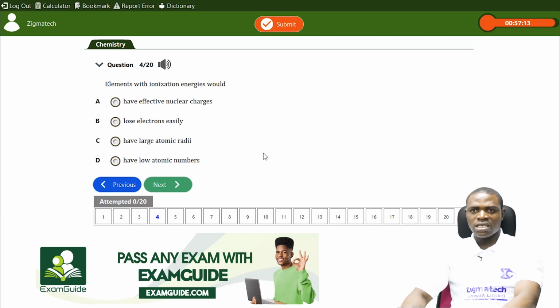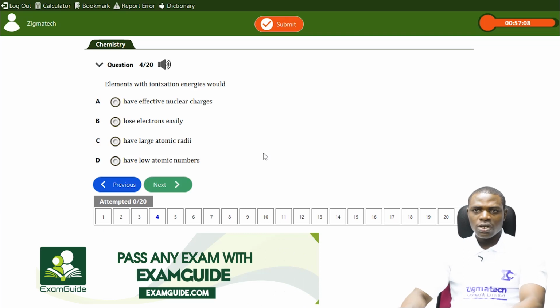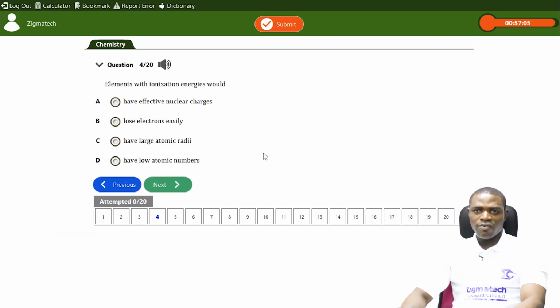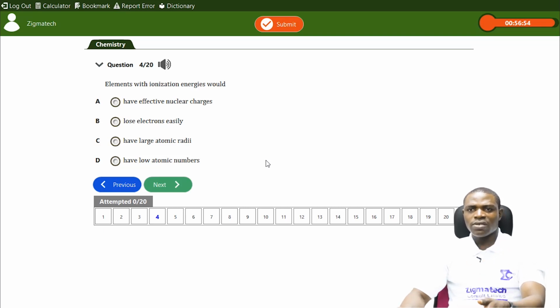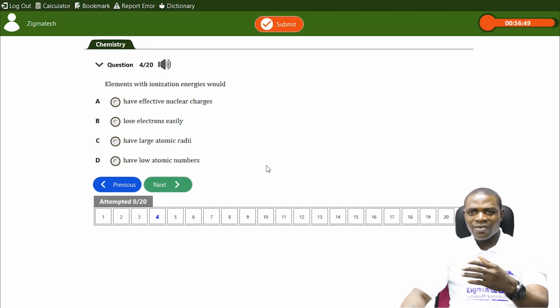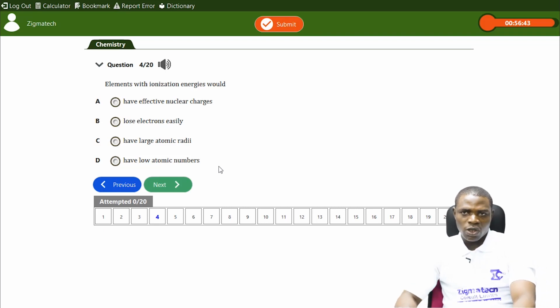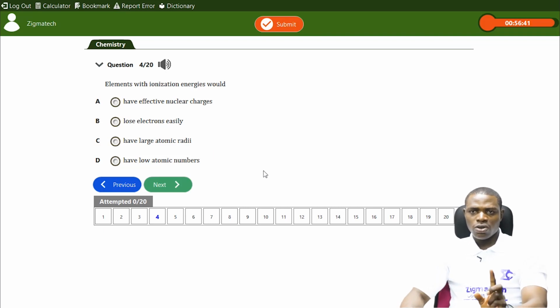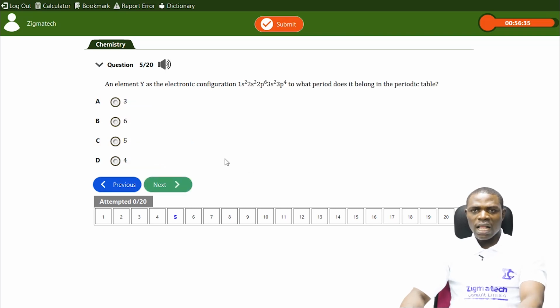An element with high ionization energy would: A. have high effective nuclear charge, B. lose electron easily, C. have large atomic radii, D. have low atomic number. If you look at the options, it will have a very high effective nuclear charge; number 2, it can lose electron easily; number 3, it has large atomic radii; and 4, have low atomic number. So have low atomic number is the correct answer, because it is the odd one out among the options provided. Last question.